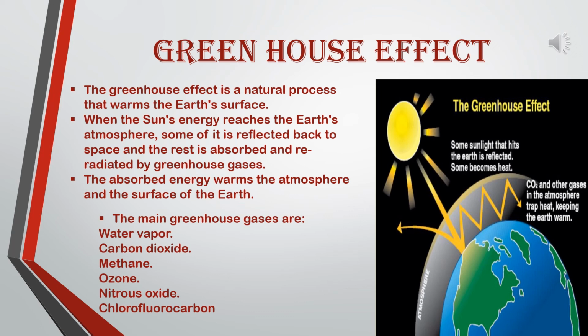Now see the diagram. Some sunlight that hits the earth is reflected, some becomes heat. CO2 and other greenhouse gases in the atmosphere trap heat, keeping the earth warm. So this is the total process and this is the advantage of greenhouse effect.